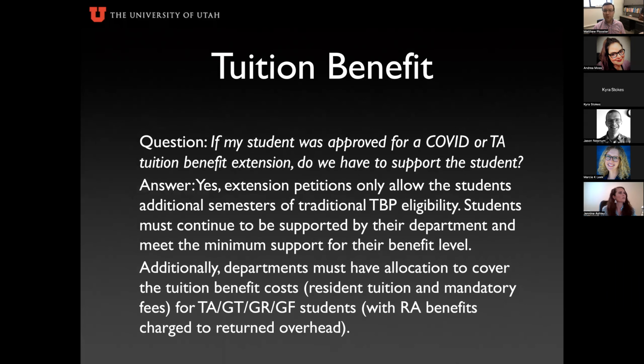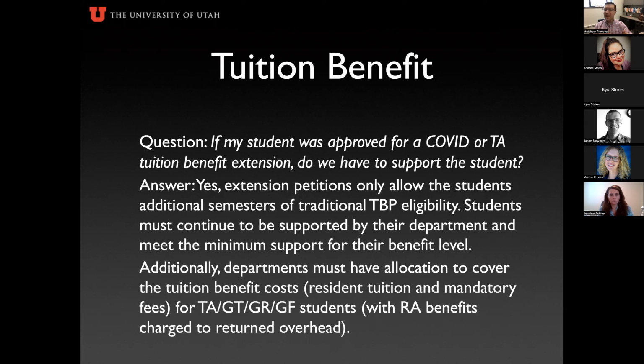If my student was approved for a COVID extension or TA tuition benefit extension, do we still have to support the student? This is, especially right now where we're doing COVID petitions, a question that we get a lot. You're just giving us some extra tuition support for our student, right? No, you still have to support your student on an assistantship and/or fellowship up to the appropriate benefit level, 50%, 75%, or 100%. Same as you would without an extension, or if they were on extended tuition benefit.